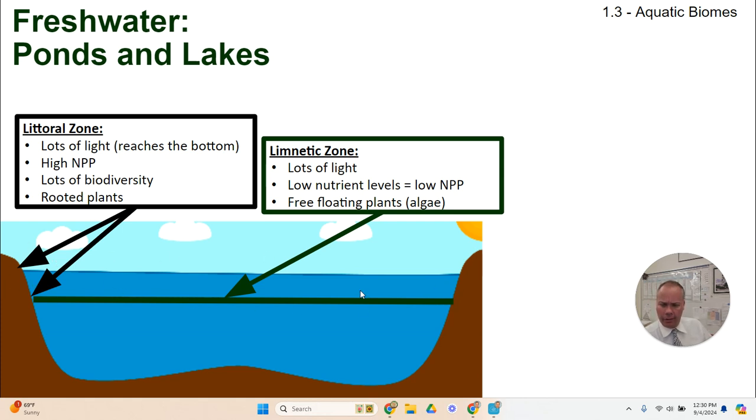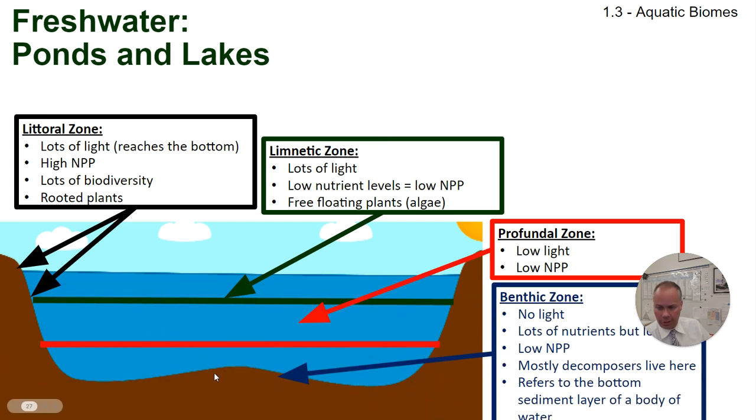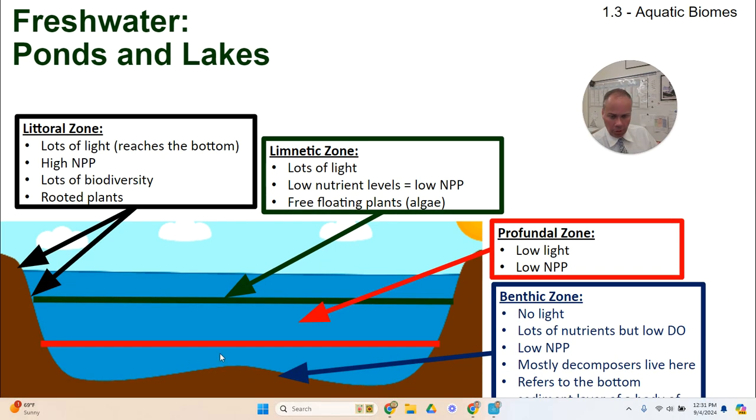Versus the open areas of the lake away from the shore, where it's deeper. Light can only penetrate so far. We might find floating plants here in what are called the limnetic zones. The top zone has lots of light available. Then we have the deeper areas where there's less light and less photosynthesis going on, until we get to the very bottom, which we call the benthic zone, where light really doesn't penetrate. There's low dissolved oxygen, low photosynthesis, and lots of decomposers. This refers to the bottom of these ecosystems.